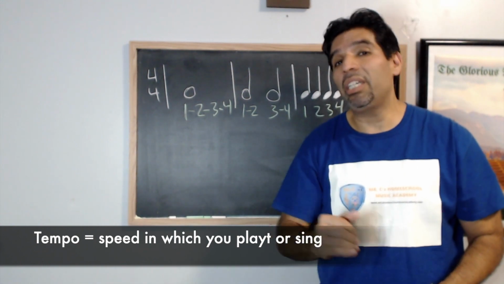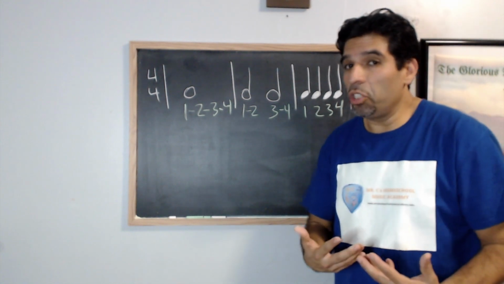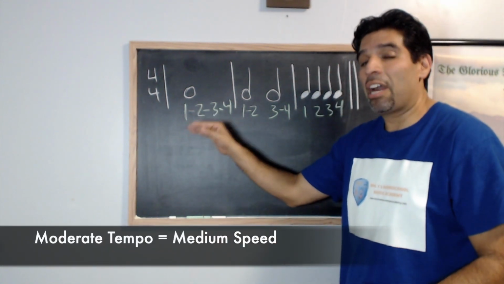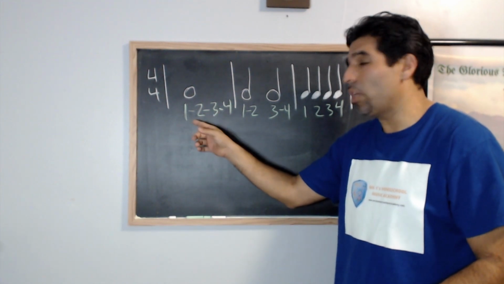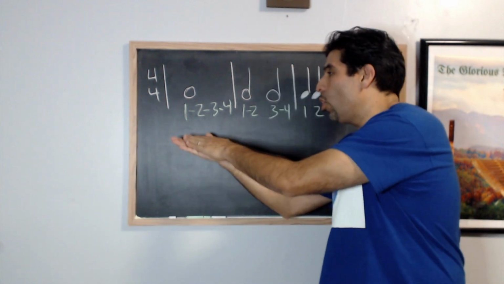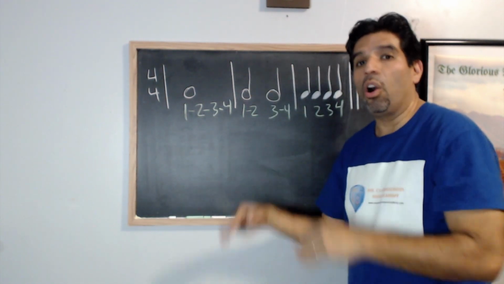Tempo is the speed in which we play or sing, okay? So we're going to use kind of a moderate tempo, meaning just medium. And you're going to count and clap in this moderate tempo. Again, watch me. It's going to go 1, hold 2, hold 3, hold 4, and then you're off.